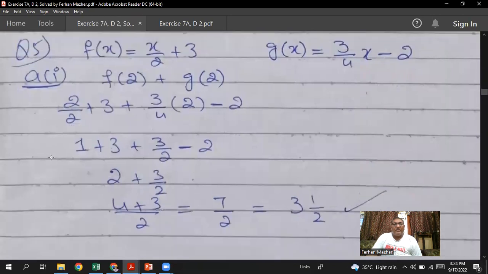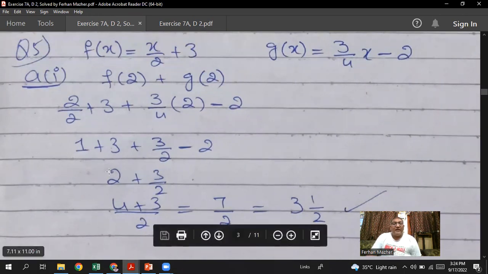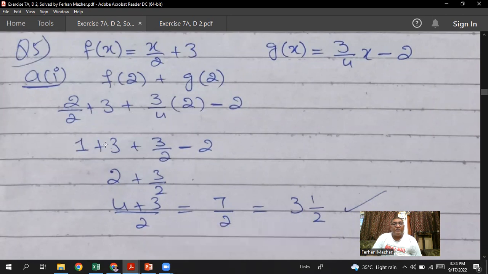Okay, so here we go. F of 2 plus g of 2. So in the formula of the f of x, I will substitute x with the 2. And in the formula g of x, I will substitute the x with the 2. So you will have 2 by 2 plus 3 and plus. And here we go. You will have 3 by 4 into 2 minus 2. So you will have 1 plus 3 plus 3 by 2 minus 2.